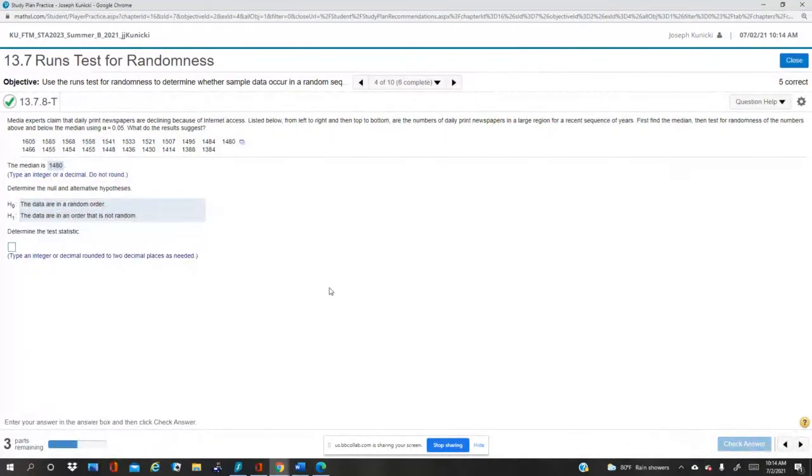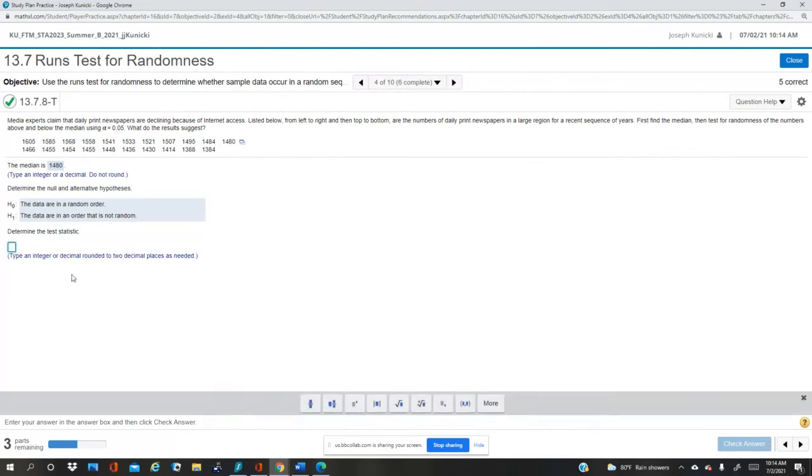Now they want to know the test statistic. Well, if you look at the data, they're sequential and they keep going down. And the one in the middle is 1480. So there's 10 above and 10 below the median. The first 10 are above, the last 10 are below, and they go down. So there's only 2 runs. So that would be the test statistic too.